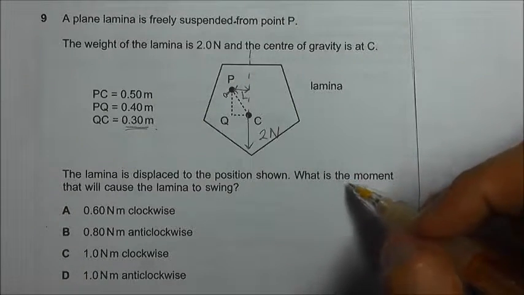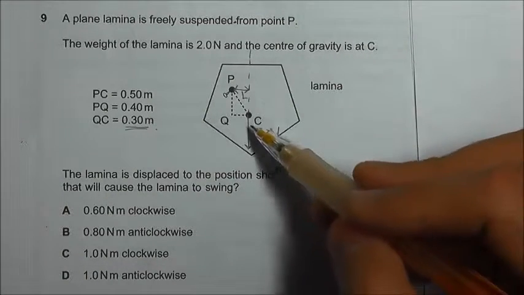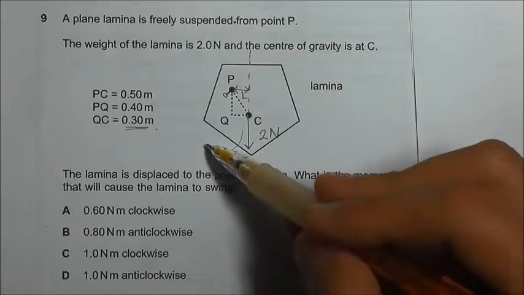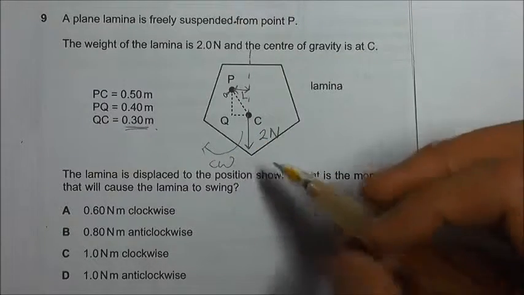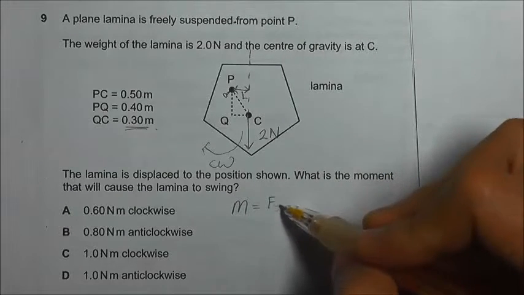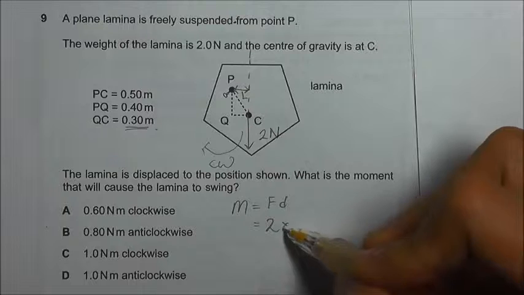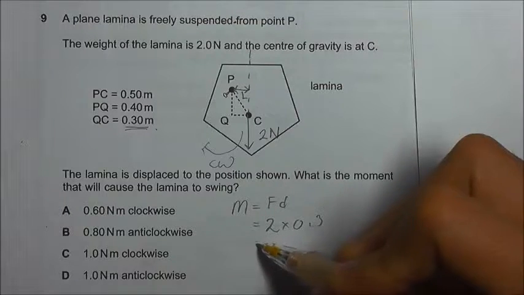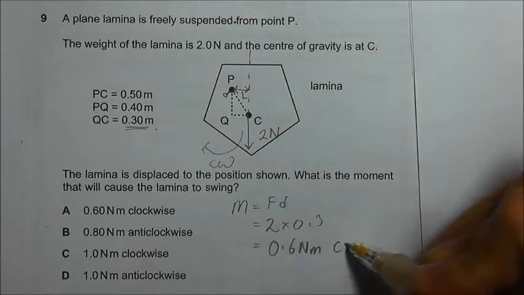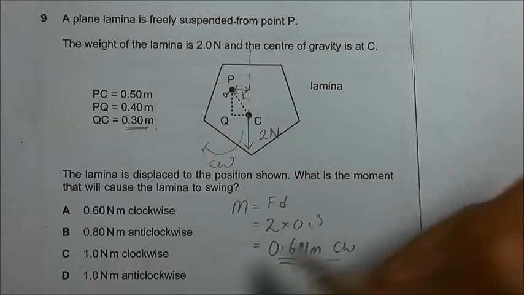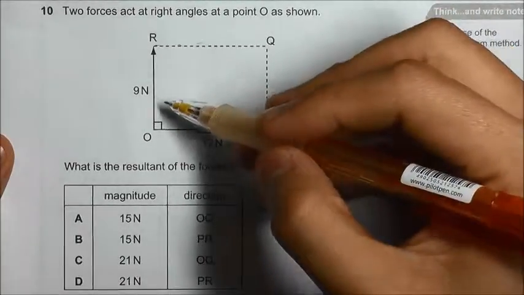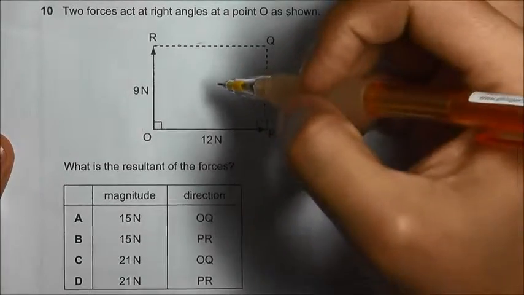So the moment that the weight will create, it will be a clockwise moment, and it is equal to the force times distance, 2 times 0.3. That will give us 0.6 Newton meter clockwise. Answer A.